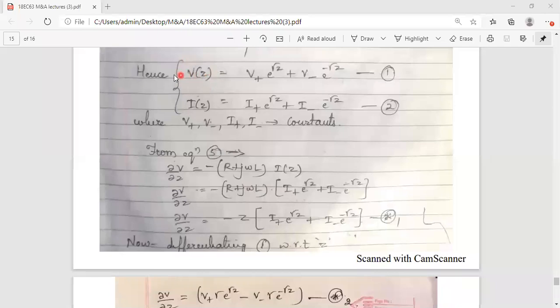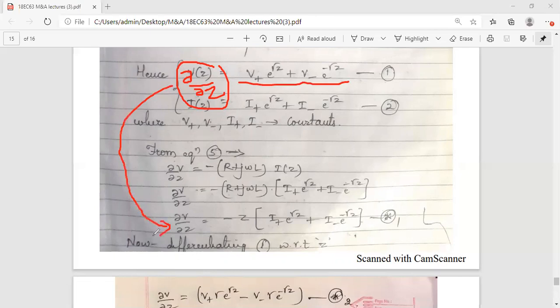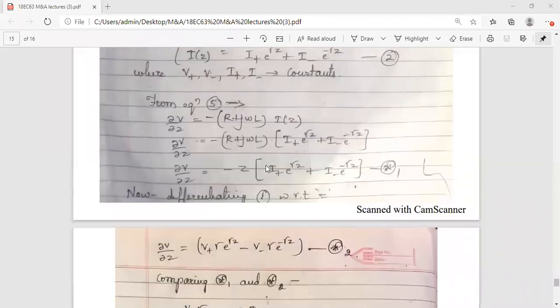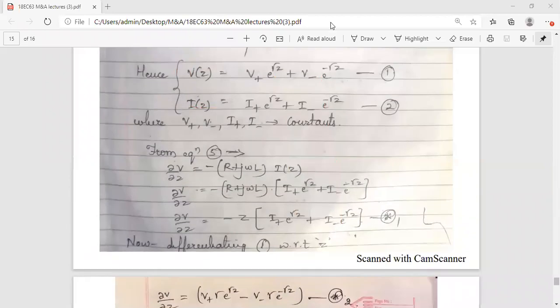But equation 1 is for V(z). So if I differentiate this, ∂/∂z of V(z), I will get something here. So this is also ∂V/∂z, and the star equation is also ∂V/∂z. So I can equate both the LHS for comparison. If I equate them, I can compare every term. So let us do that. If I differentiate equation 1, what will I get? Differentiate equation 1.